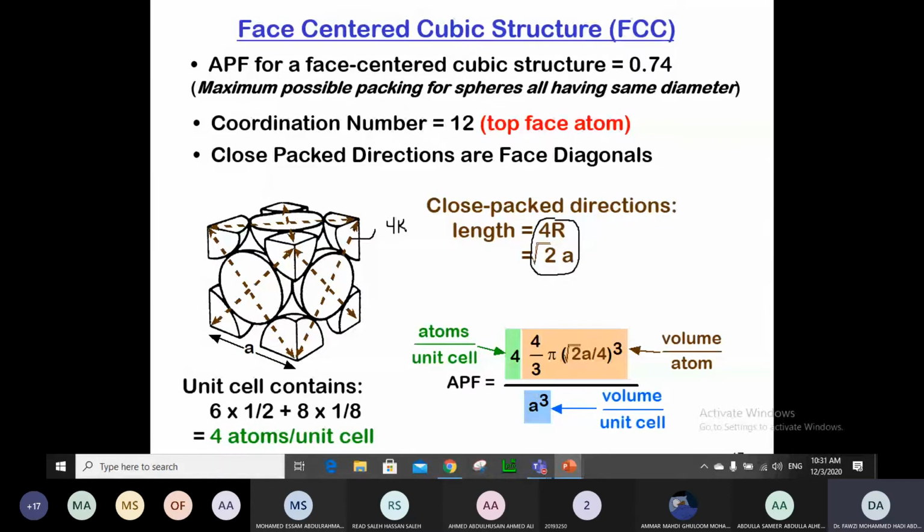From there, we can say this is the hypotenuse. In this triangle, the hypotenuse is 4R. The other two sides are A and A. So A squared plus A squared, from Pythagoras, is equal to (4R) squared. So (4R) squared is equal to A squared plus A squared, which means 2A squared.